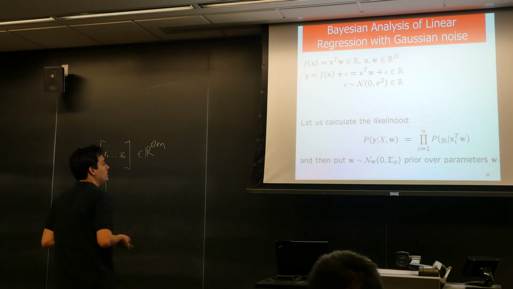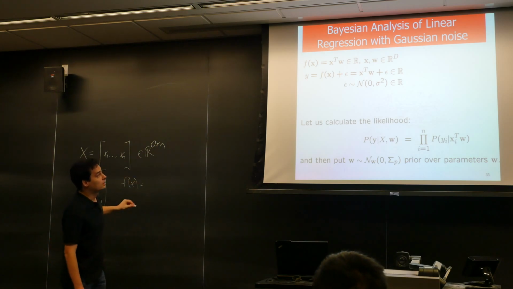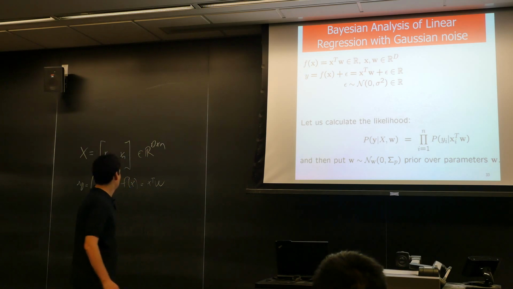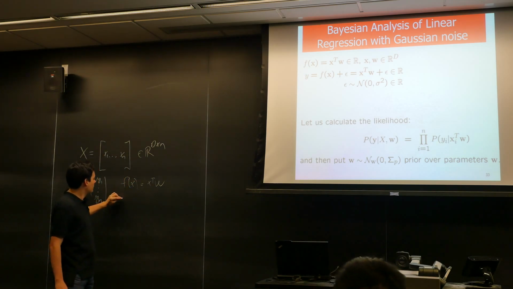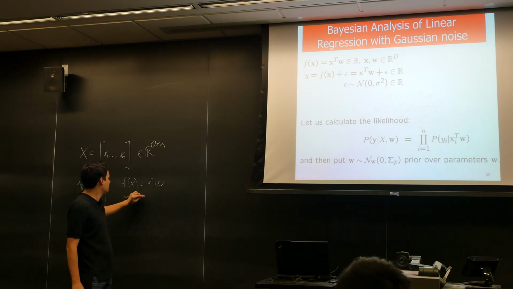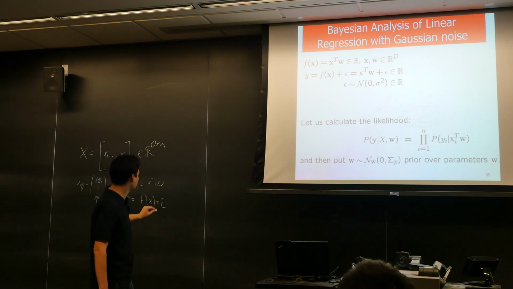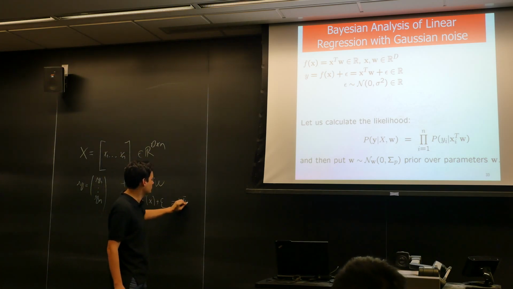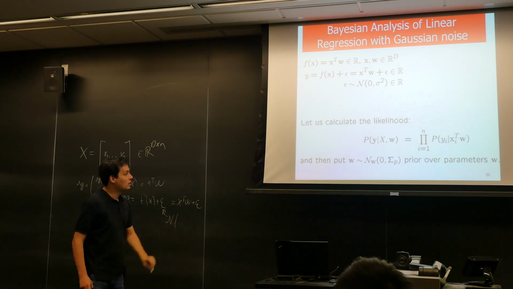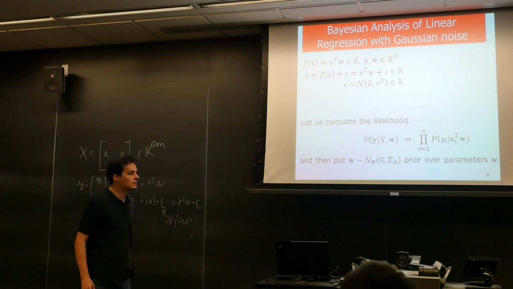And if we just do linear regression, then f of x is x transpose w. That will be our regression, and we assume that our observation is noisy. That is, y is, say, f of x plus some epsilon. So in other words, this is x transpose w plus epsilon. And for this epsilon, we assume that it comes from a Gaussian distribution with some variance sigma squared.